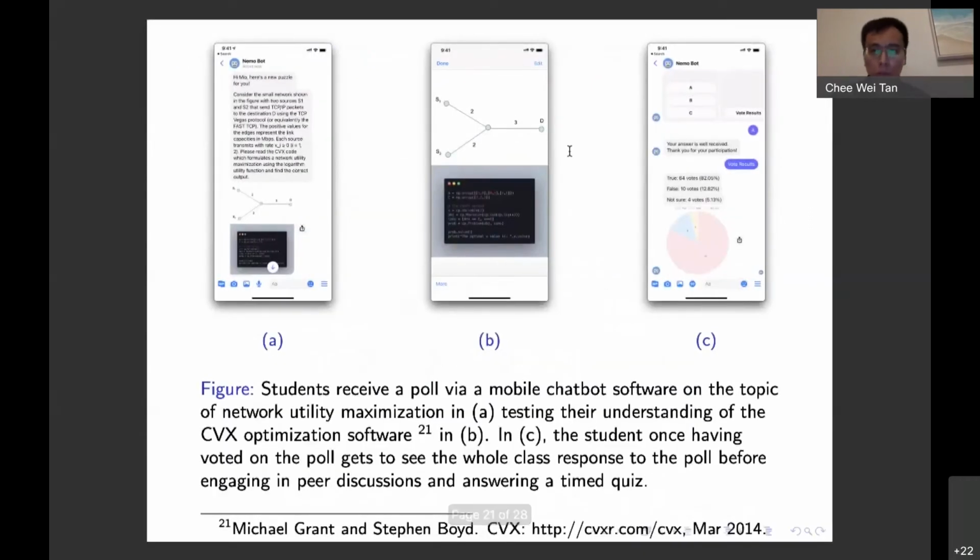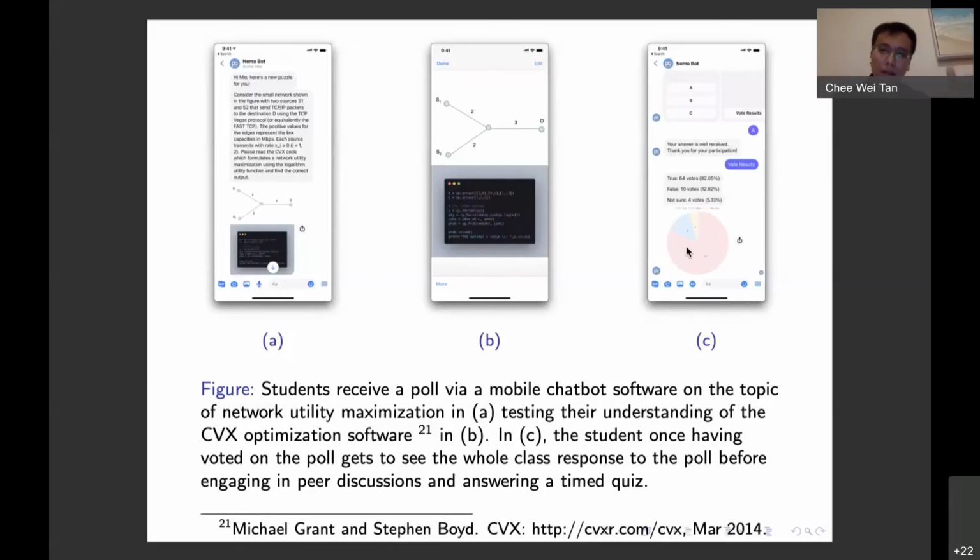Okay. This is work that was published early this year at ACM Learning at Scale. Here's a screenshot of the chatbot software that we have developed. Students get to see a poll, for example about network utility maximization. They see code, and they can then try to code this up on their laptop using CVX software, developed by Stanford professor Stephen Boyd, and then they can participate in the quiz, right? And right here you can see a histogram or pie chart showing how many students have chosen option A, B, and C. So everyone can see that, and those students who have made mistakes can actually learn from that.